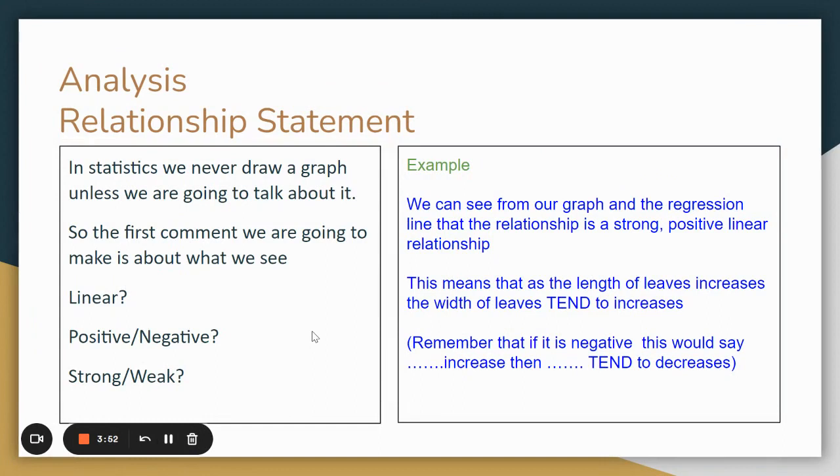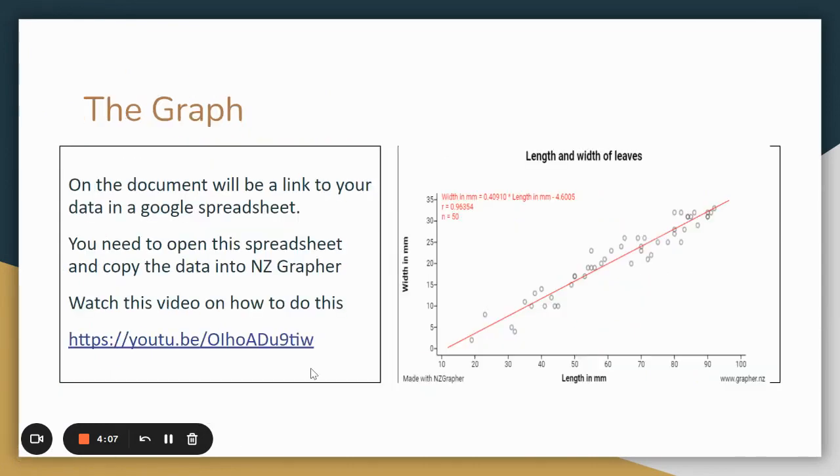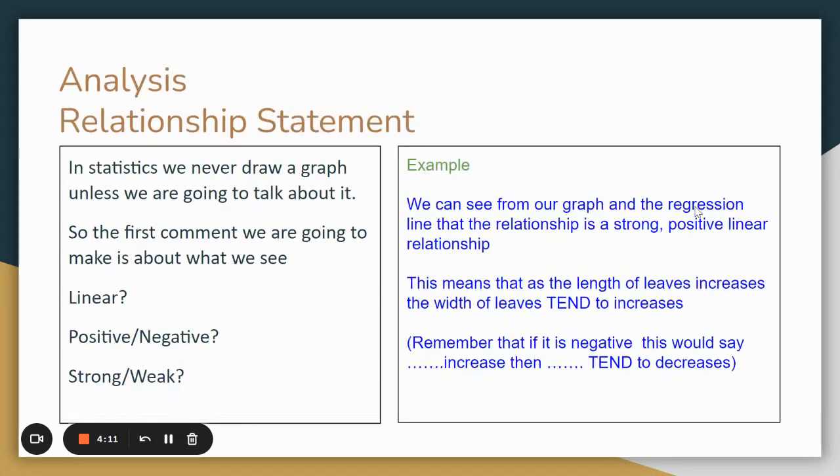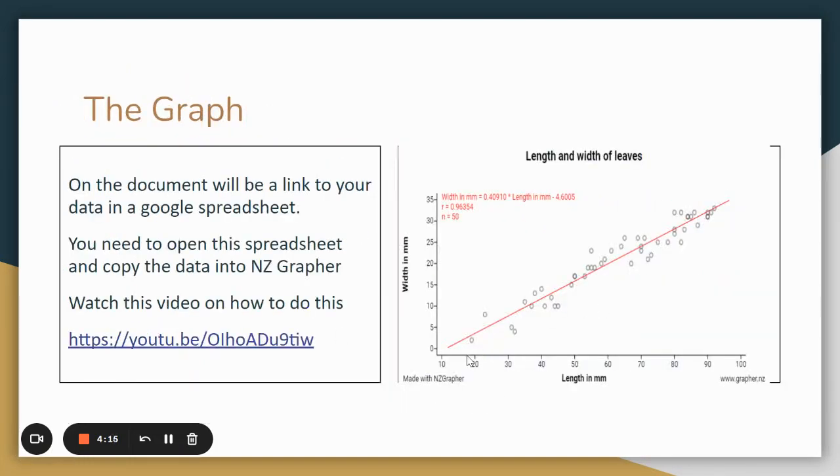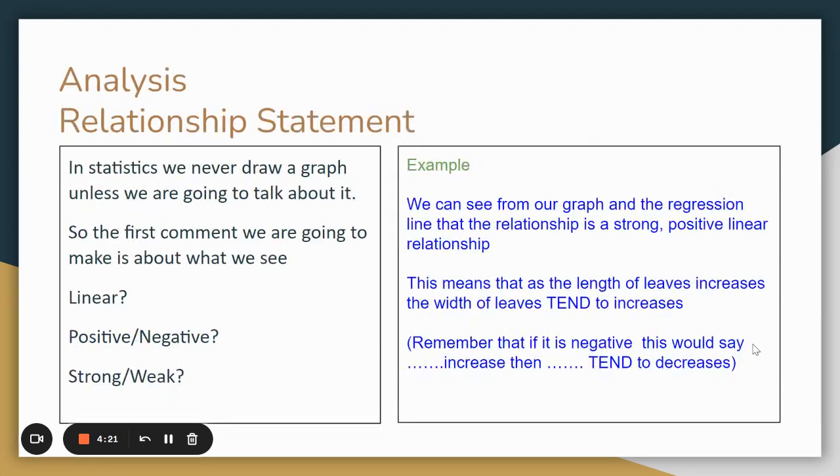So our first comment we're going to make will include things about its linearity. Anyway, whether it is linear or not. So we need to mention that. So I've put that in here, just here, because it looked pretty good, like a line. You can see that all the data is sort of forming a line there. We need to talk about whether it's positive or negative, and remember that positive means it's going upwards as we go across the graph. Negative means it's going downwards as we go across the graph.